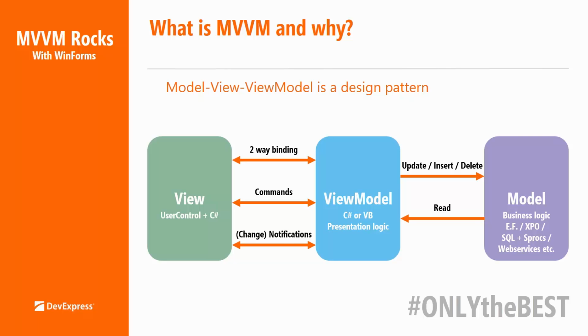The interesting thing is that if you take a look at the model, it can be anything. It can be Entity Framework, it can be our own object relational mapping tool, persistent objects, it can even be SQL commands with stored procedures, etc., or even web services, and obviously a combination of all. The view model and the view do not really care about how that model is constructed.